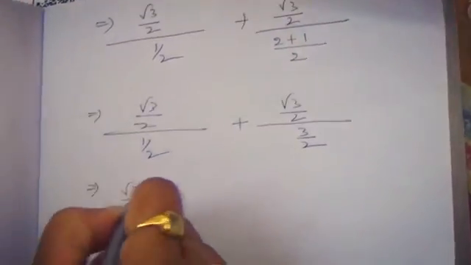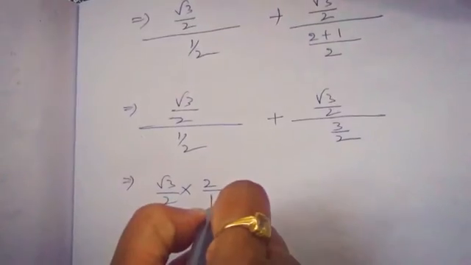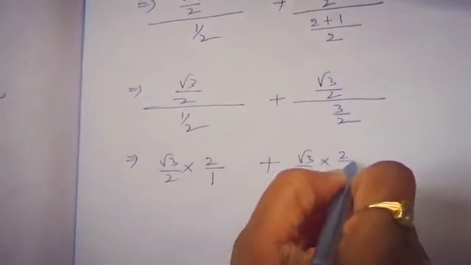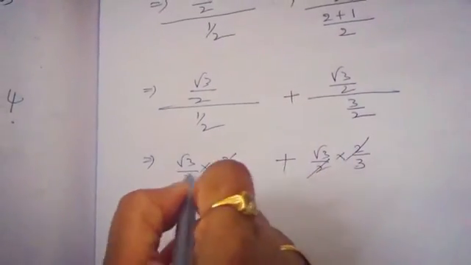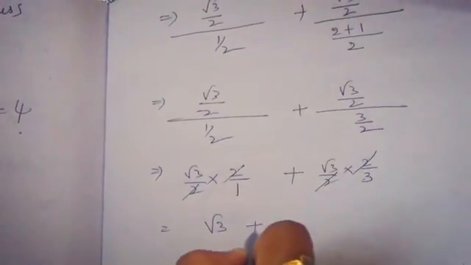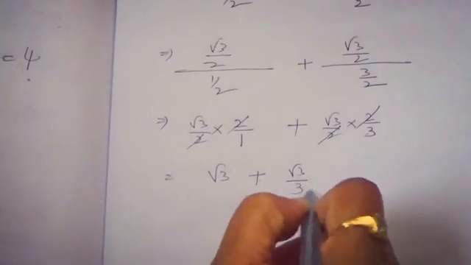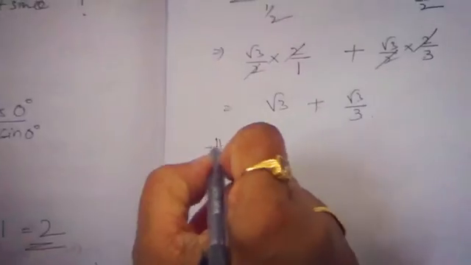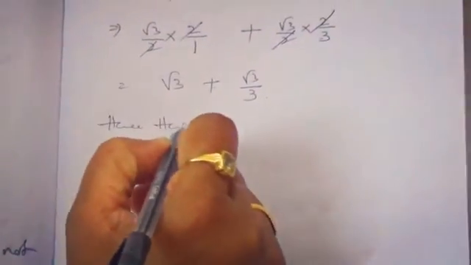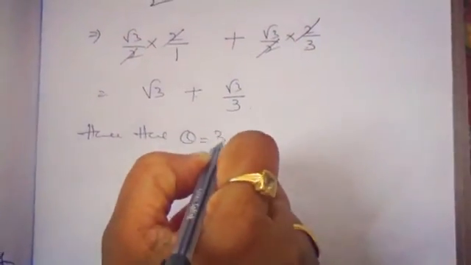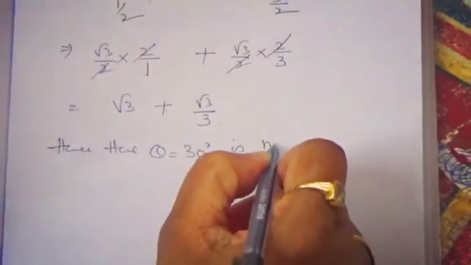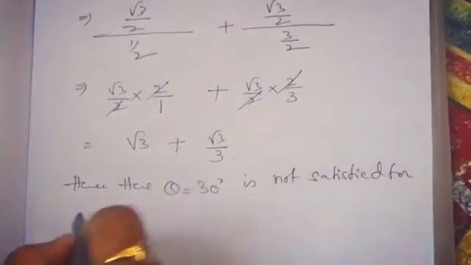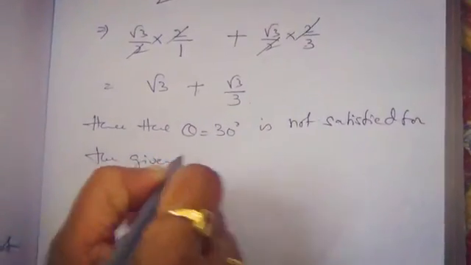That implies root 3 by 2 into 2 by 1, the reciprocal, plus root 3 by 2 into 2 by 3. You just cancel these 2. That is equal to root 3 plus root 3 by 3. So this is not the value 4. Hence theta equal to 30 degrees is not satisfied for the given condition.